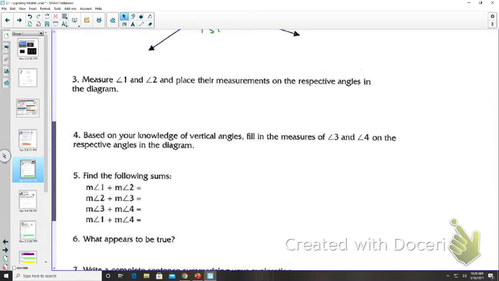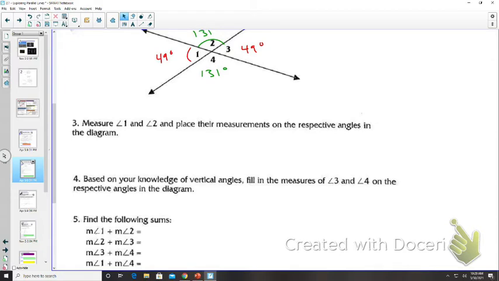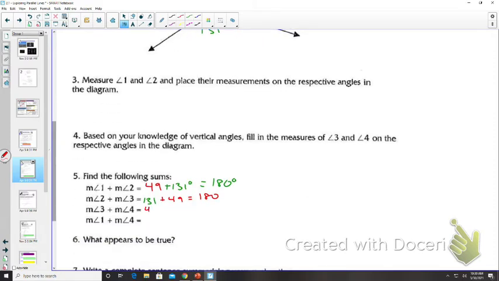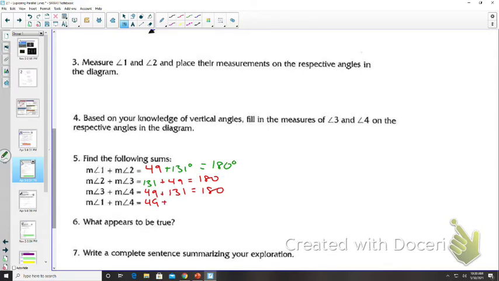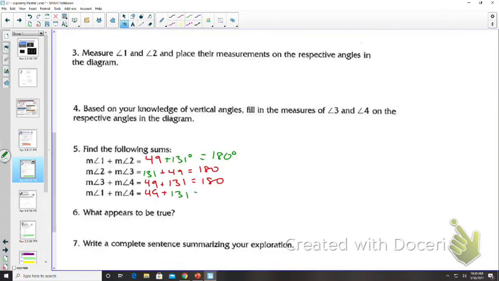Okay, number 5. Find the following sums. So what is the measure of angle 1? That is 49 degrees. And then we're adding angle 2, which is 131, and that is going to equal 180 degrees. Perfect. Angle 2 is 131, and angle 3 is 49, which equals 180 degrees. Angle 3 is 49 degrees, plus angle 4, which is 131, is equal to 180 degrees. And lastly, angle 1 and angle 4. So angle 1 is 49 plus angle 4, which was 131. And that also equals 180.